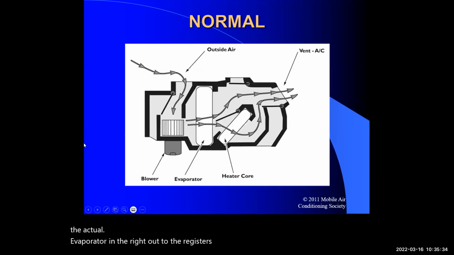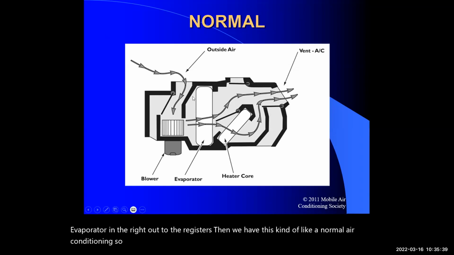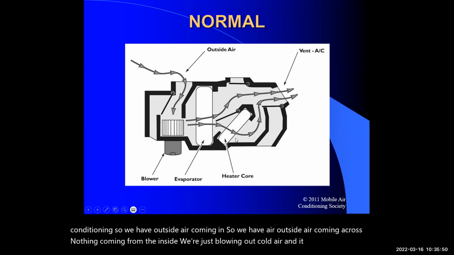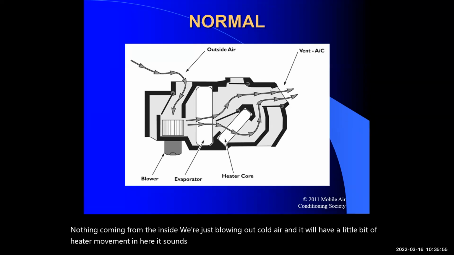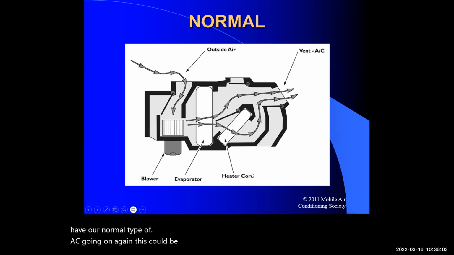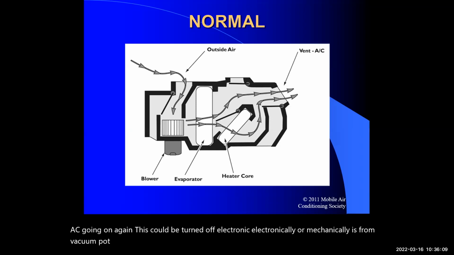Then we have this, kind of like a normal air conditioning. So we have outside air coming in, going across, nothing coming from the inside. We're just blowing out cold air, and you will have a little bit of heater movement in here. It sounds again like it's not going to work right, but this is how we have our normal type of AC going on. Again, this could be turned off electronically or mechanically, either from a vacuum pod or something like that too. All right, so we got our normal.